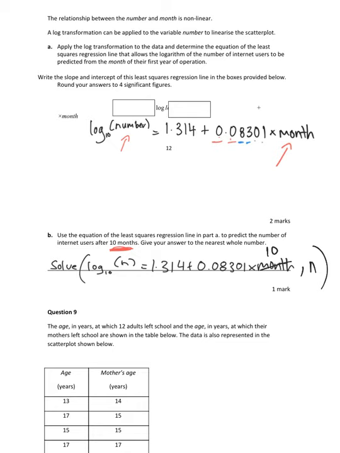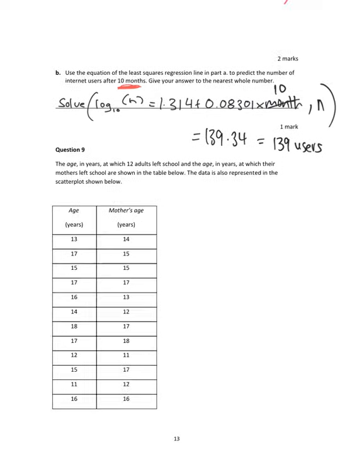The log will always have 10 as your base. 0.08301 times 10, solving for n. So that comes out as 139.34 users, which to the nearest whole number is 139 users. Sweet. All right, next question.